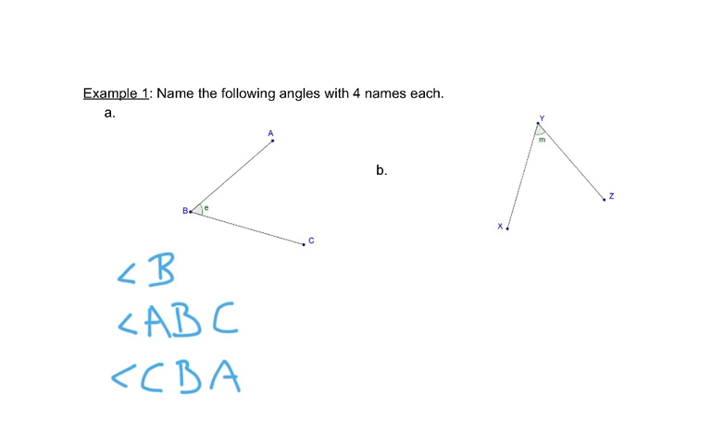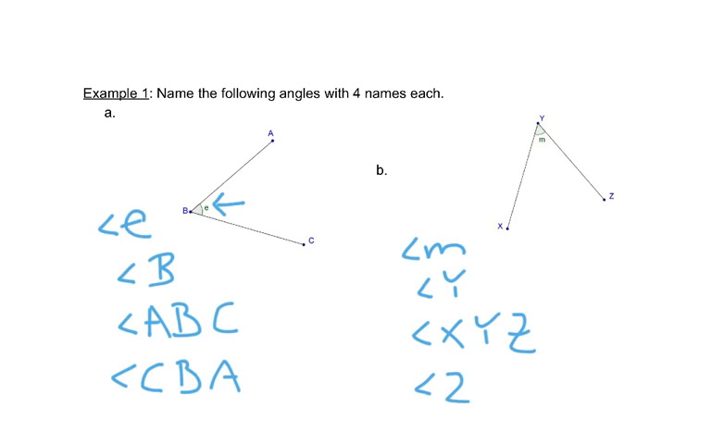And if there's a letter or a number inside of the angle, we can also use that to label it. So we could call this angle E. So the same idea is over here. We could call this angle M, angle Y, angle XYZ, or angle ZYX. We use this symbol in front to show that we're talking about angles as opposed to lines or something different.